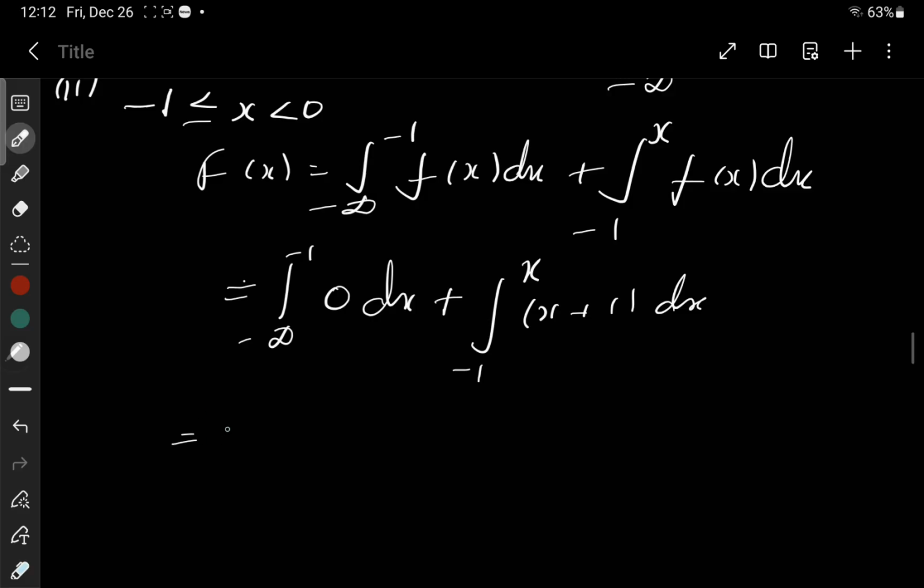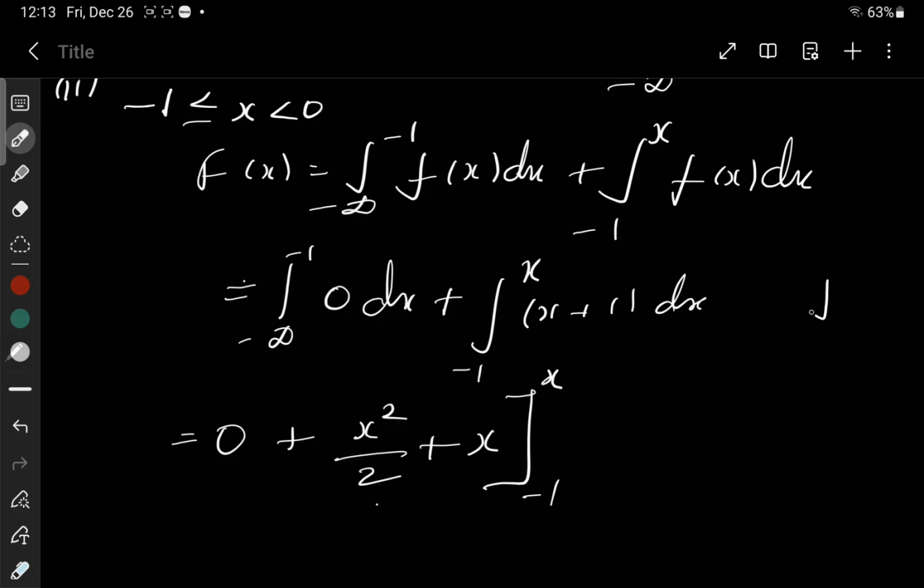So this is 0. And if you integrate, you will get x square by 2 plus 1, so just x, from minus 1 to x. I hope you understand how to integrate x power 1: 1 plus 1 is 2, by 2. Then here just 1, 1 alone here, dx. So dx cancels, you will get x.